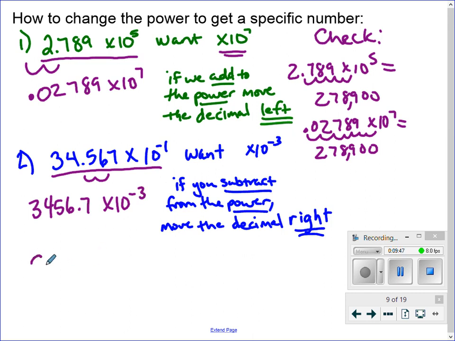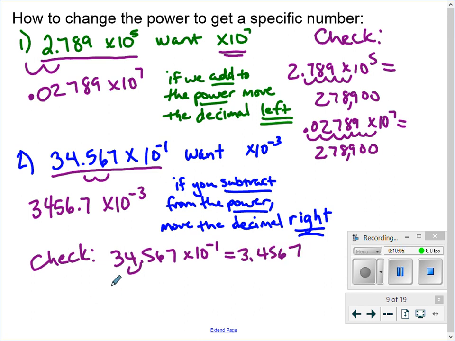And now to check it, I'll check these down here. Let's start with our original, 34.567 times 10 to the minus 1. That moves it left 1, so it's 3.4567. And then the new one, 3456.7 times 10 to the minus 3. We're going to move it left 3 for a standard number, 1, 2, 3. So we get 3.4567. These two are the same, so we did good.